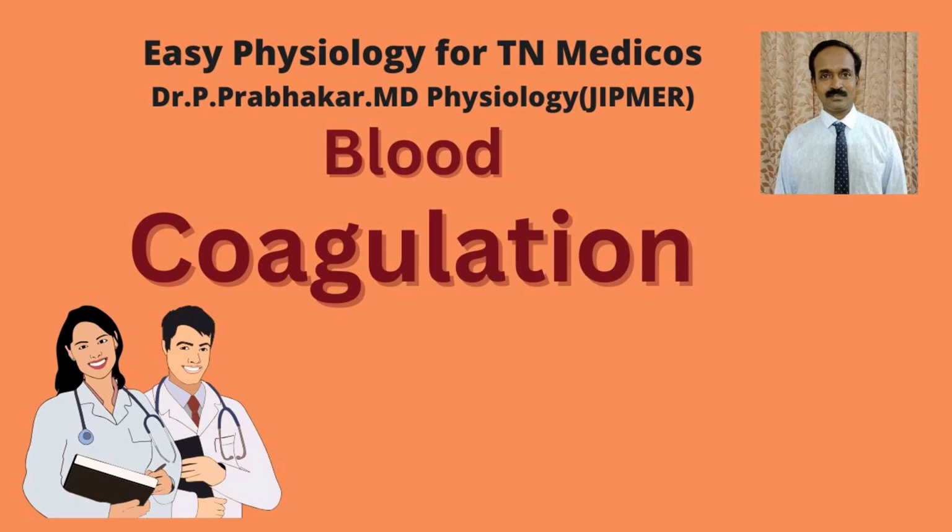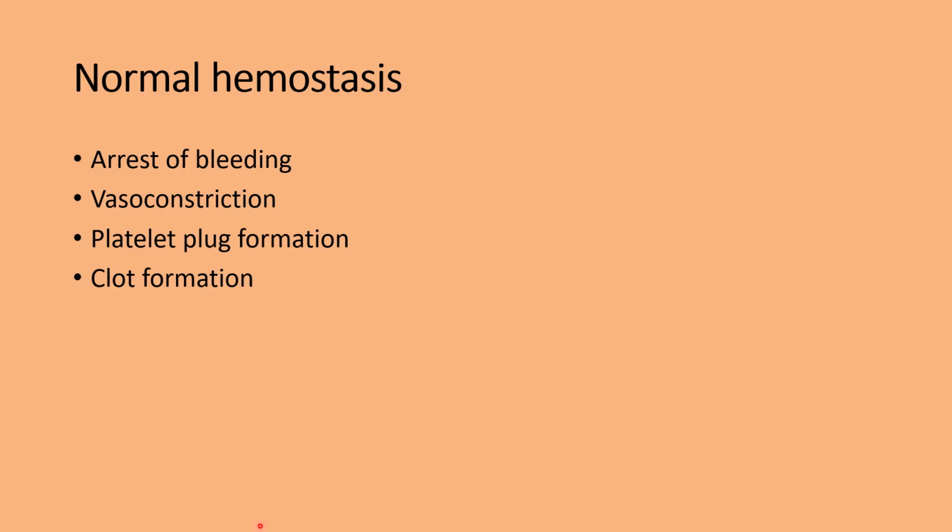Coagulation. Normal hemostasis. Hemostasis means arrest of bleeding. It has three important steps. First step is the vasoconstriction. Second step is the platelet plug formation. Third step is the clot formation. So if any injury happens, first vasoconstriction occurs, then platelet plug formation occurs, and third, clot formation occurs.